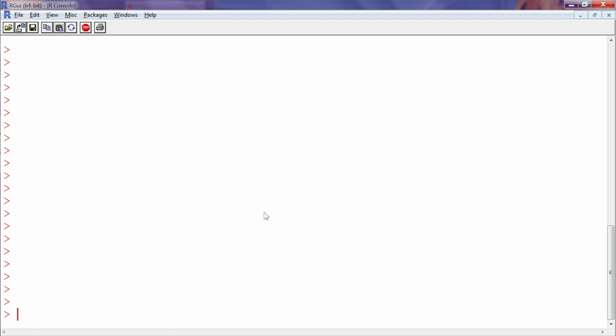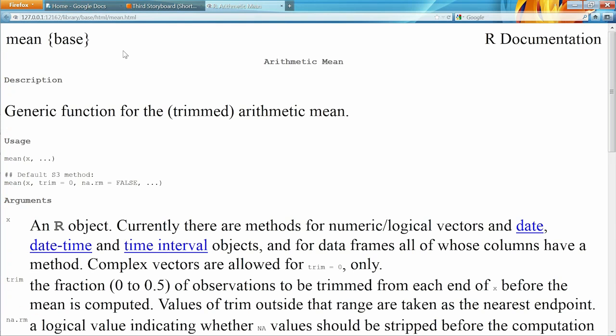To find out anything about how to use functions in R, you can type the question mark followed by the name of the function. So here we type question mark mean. This is the help page to the mean function. There's a lot of information here that you might not understand right now, but that's okay. The description tells you the main purpose of the function. The usage tells you all the different arguments to the function and all the default values if there are any.